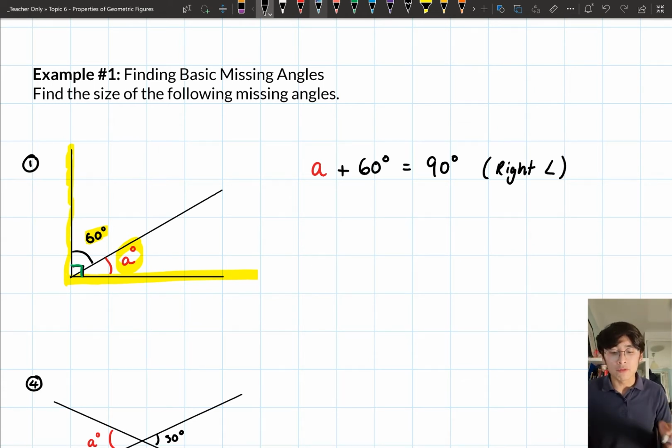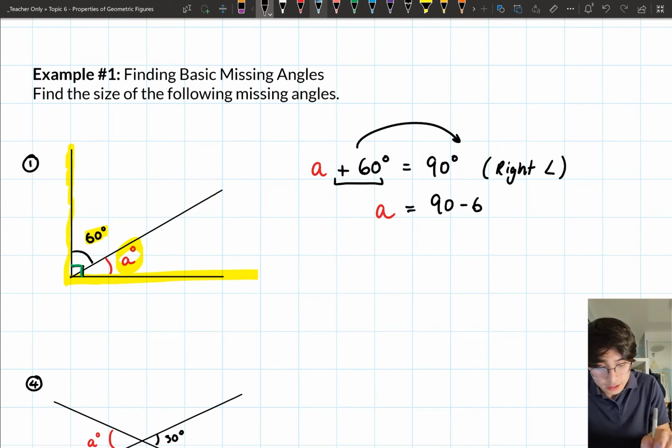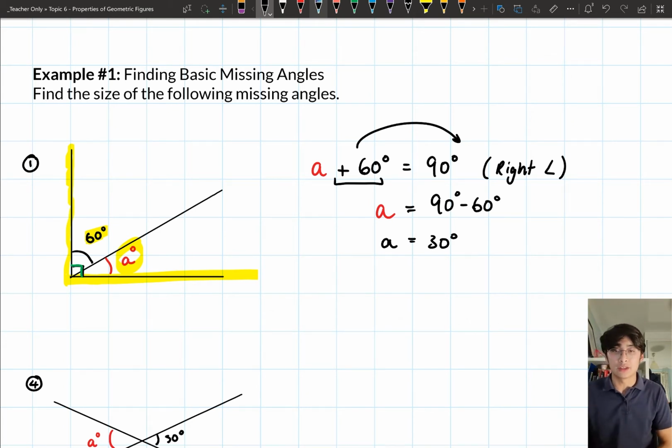Okay, now that I've written this, I've identified the shape of the angle, and I've identified what angles I have inside my shape. And I've written my angle equation. What I'm going to start to do is just solve for it. So here, if I want to solve for A, I'm just going to move this plus 60 over to the other side. So A is going to equal 90 minus 60 degrees. So that is going to be 30 degrees. So A is 30 degrees. Okay, so that's how we can find missing angles on these particular shapes.